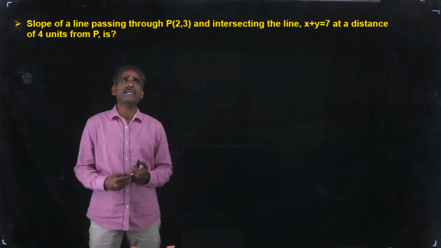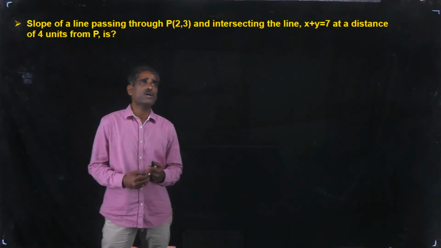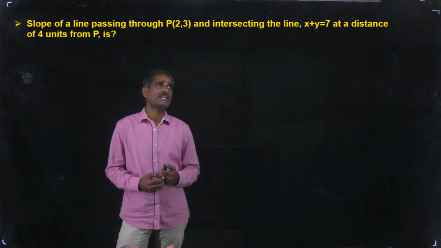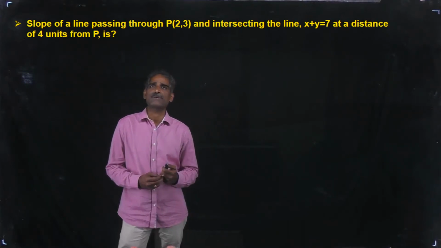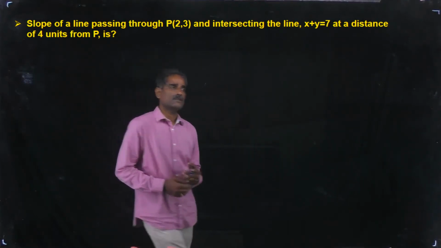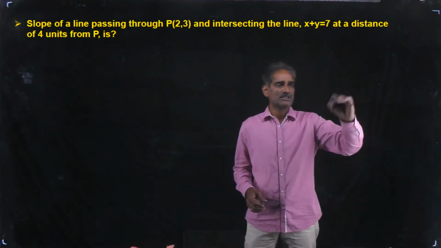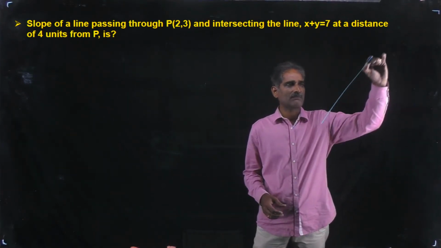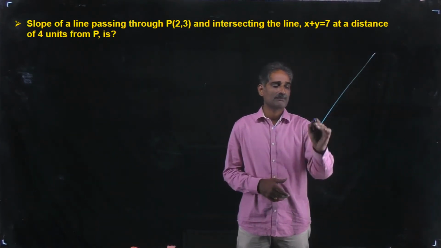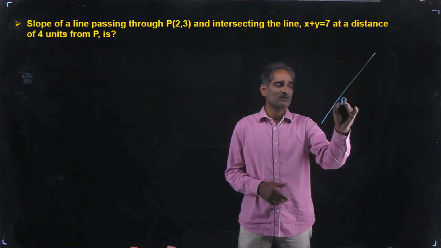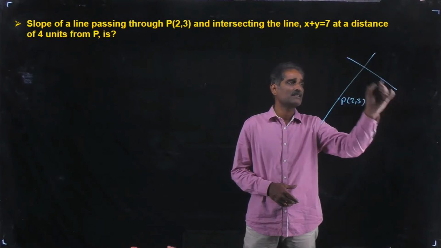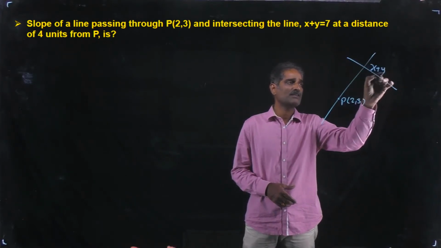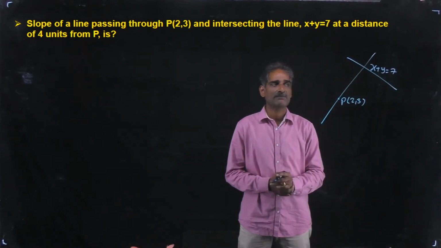Find the slope of the line passing through P(2, 3) that intersects another line, x plus y equals 7, at a distance of 4 units from P. That means, suppose this is the position of the line. It is passing through point P(2, 3) and intersects the other line. Suppose this is the position of the given line x plus y equals 7.